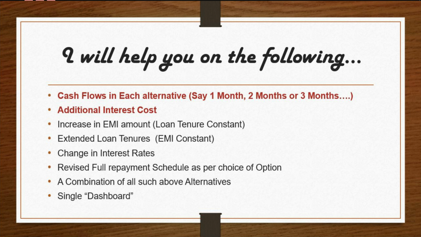You might have seen a lot of moratorium calculators presented on the respective bank websites, but those give you only two aspects: what is the extra interest cost that you are bearing, and what is the total cash outflow as a result of opting for various alternatives, say 1 month, 2 month or 3 month moratorium. But our tool, apart from these two, will give you the following.